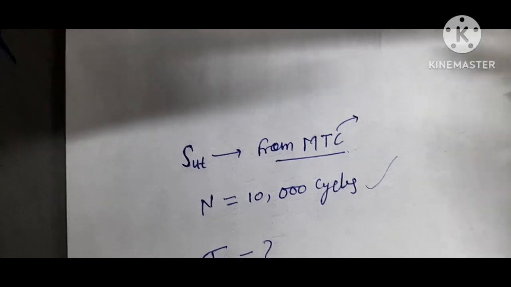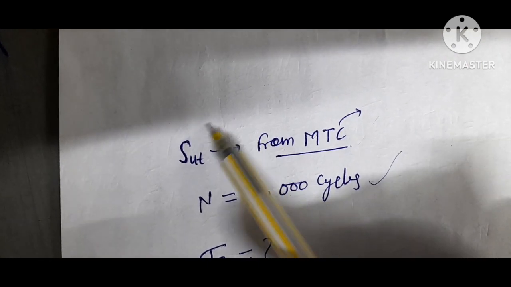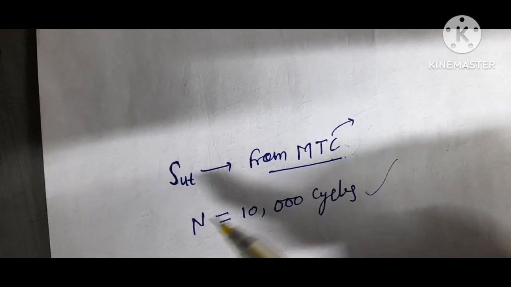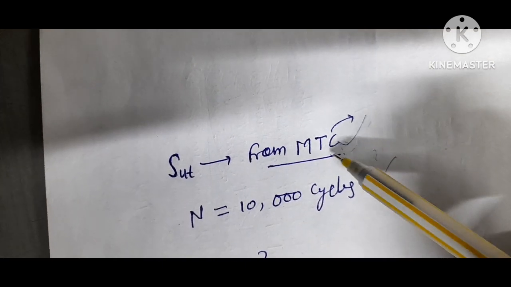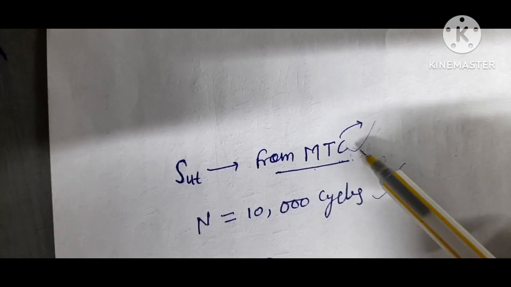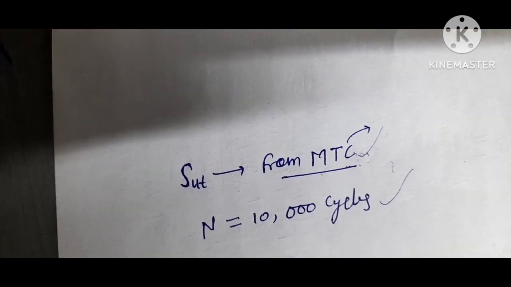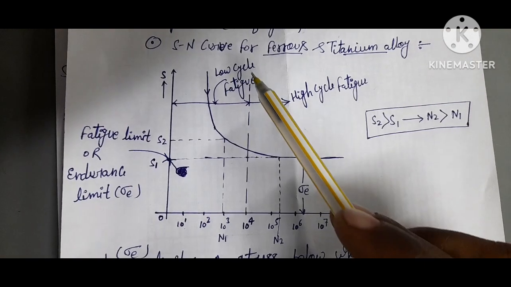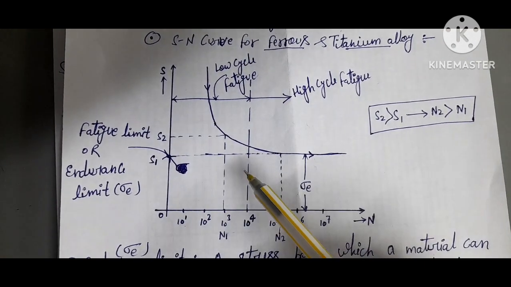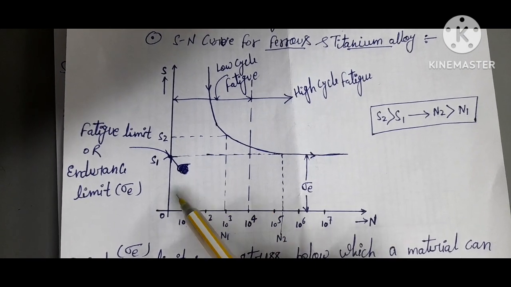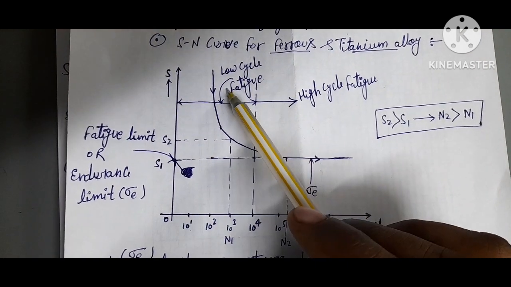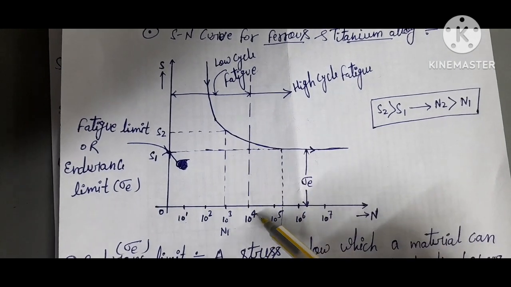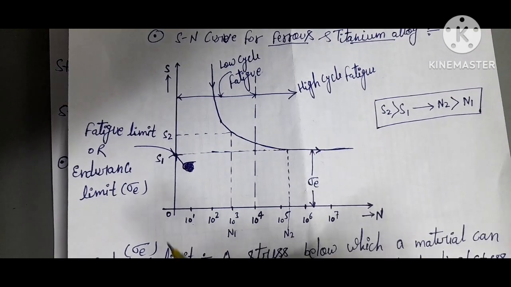And if you want to find out sigma ut, then you take the sigma ut value from the MTC, and if you don't know what MTC is, then refer to my video in the playlists. So now friends, below 10,000 cycles it is known as low cycle fatigue, and above 10,000 cycles, 10 to the power 4, is known as high cycle fatigue.